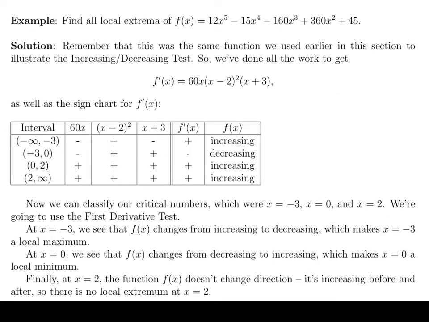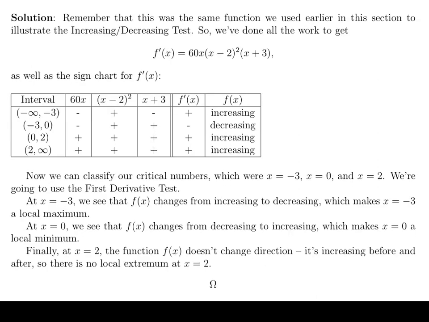And finally, we can see what happens at x equals 2. It's not changing. It's staying increasing and still increasing afterwards. And so what that tells us is that it falls under the third case of the first derivative test. There is no local extremum at x is equal to 2. Okay, that's all for now.